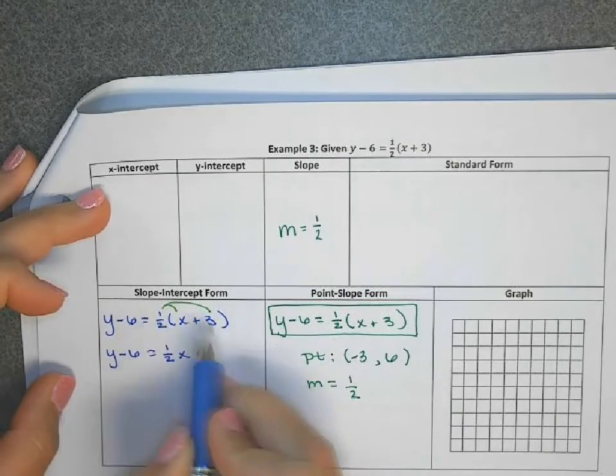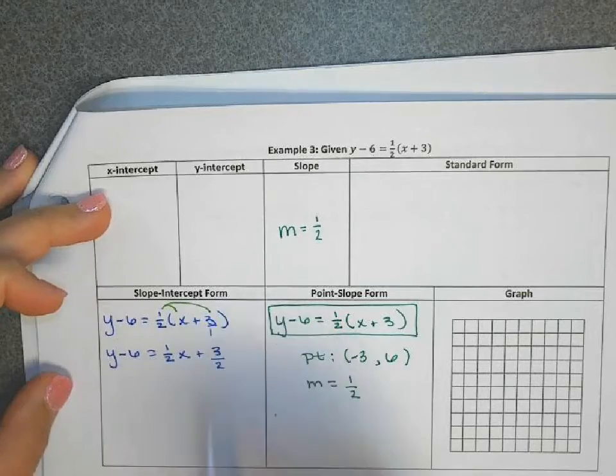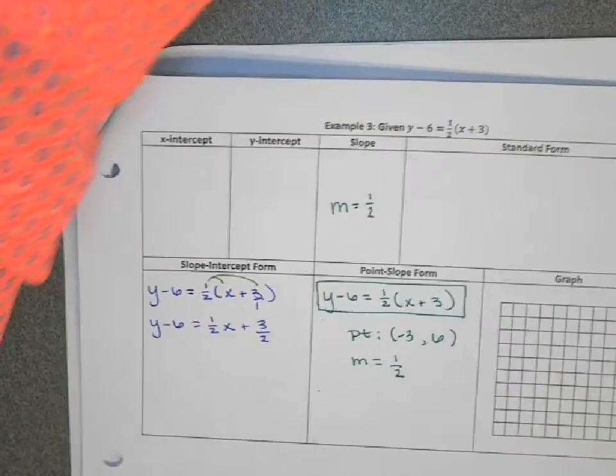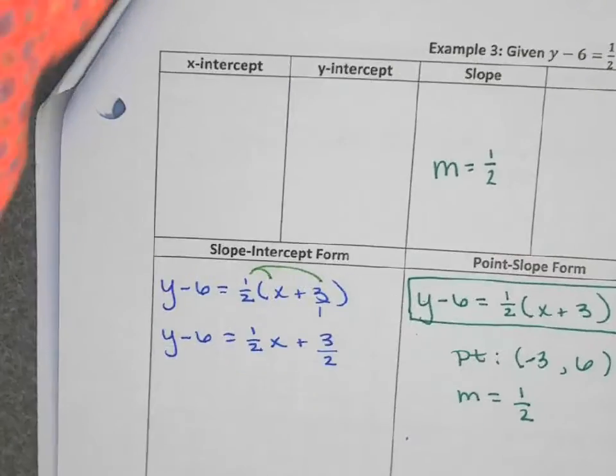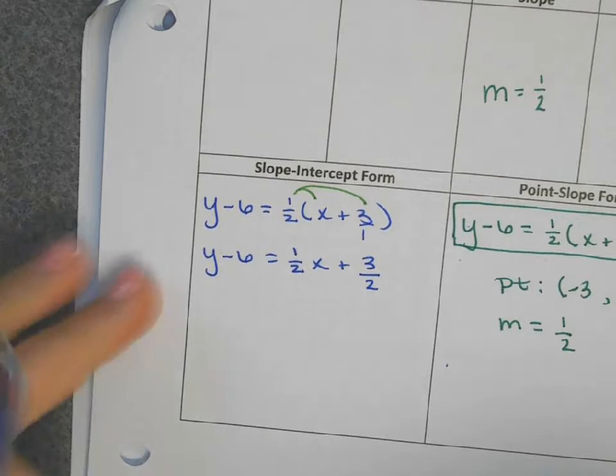1/2 times 3 is 3/2 still. So remember, this is just 3/1, and when you multiply fractions, you just multiply on the top, multiply on the bottom. Okay. Then what? Add 6 on both sides.